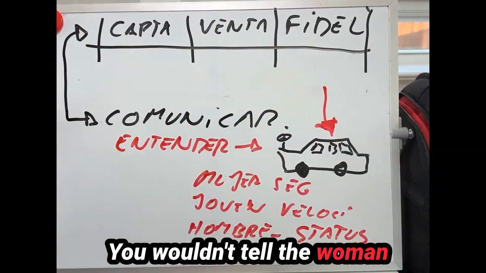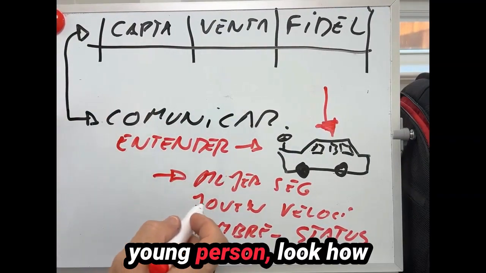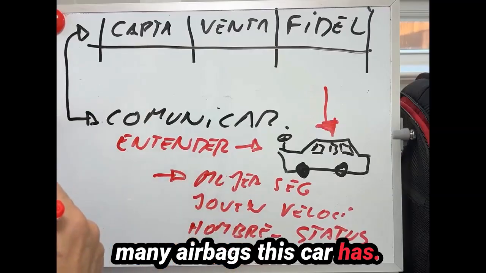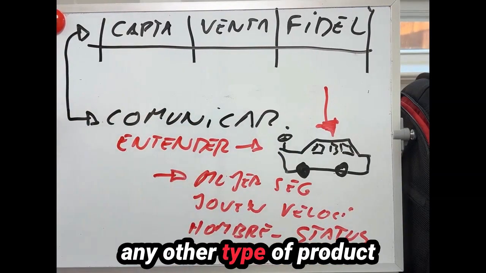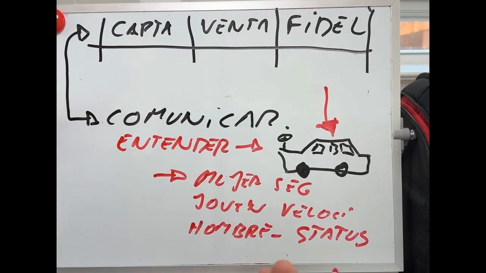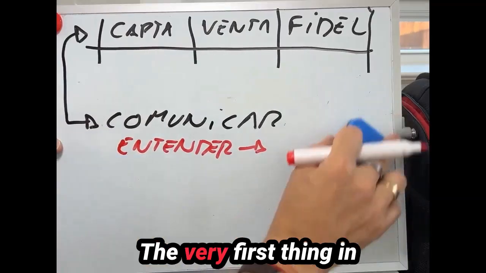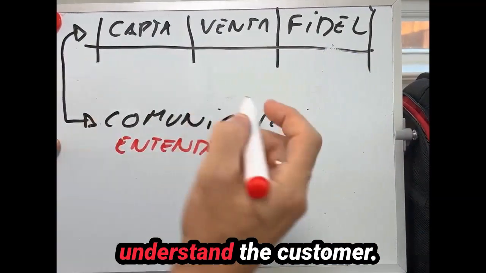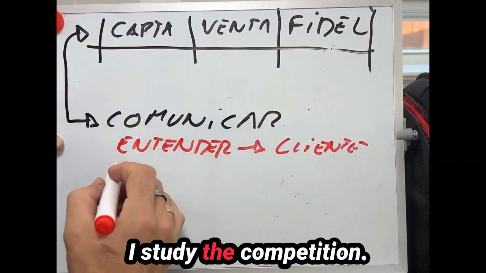You wouldn't tell the woman, buy this car because it has 400 horsepower. You wouldn't tell the young person, look how many airbags this car has. You can't tell a customer who's going to buy a trip or any other type of product the wrong reason why they would be buying it. The very first thing in communication is to understand the customer. When I understand and study the customer, now I study the competition.